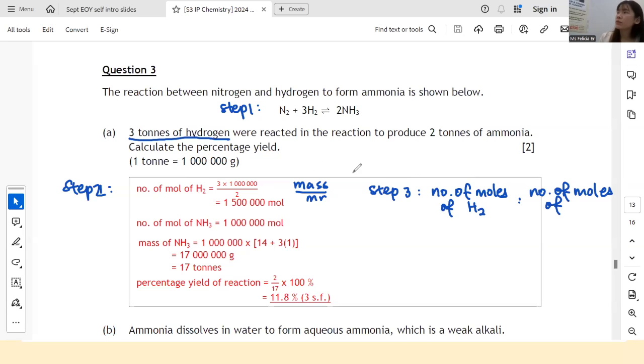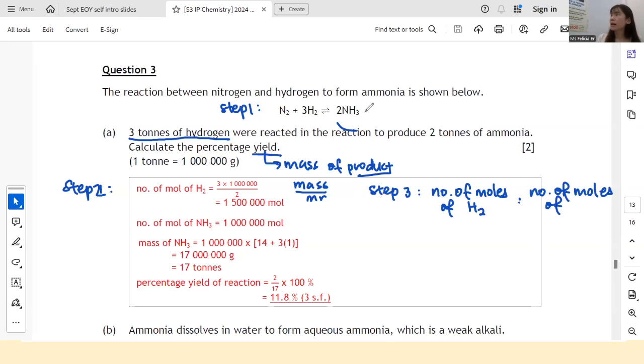So what you want to solve is the percentage yield. The yield is like the mass of the product. For example, if a farmer grows crops, then what's his yield? The yield is the end product, like the crops that he managed to grow. So yield is the product, not the reactant.